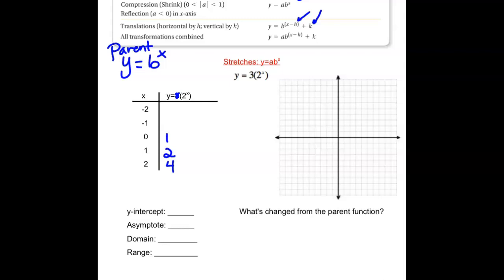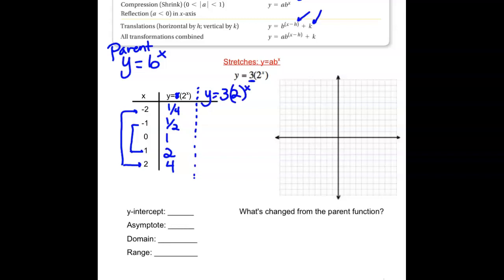And if we raise things to the negative power, remember it's just the reciprocal. So if a positive 1 gave us 2, then a negative 1 is going to give us the reciprocal, 1/2. If a positive 2 gave us 4, when we flip it over for the negative version, we're going to get 1/4. Okay? Now, we have a 3 in front of ours. So let's look at what happens when we do that vertical stretch.